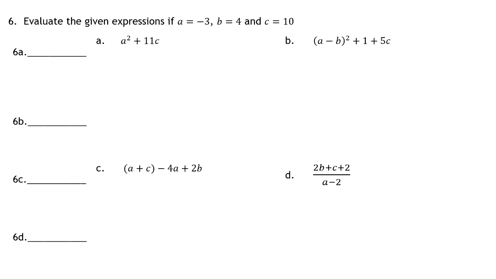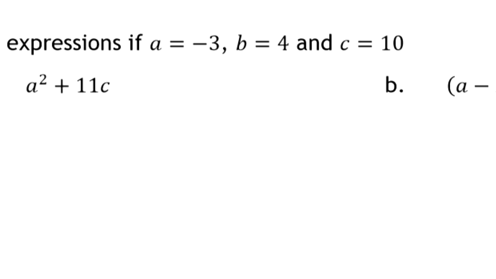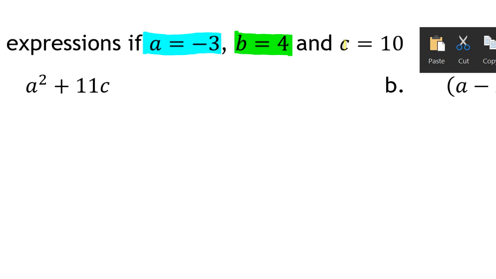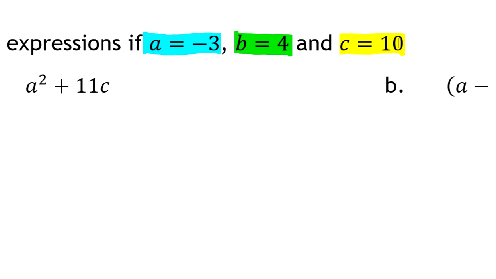So for question 6, we're given distinct values for a, b, and c and asked to evaluate 4 different expressions that all involve a, b, and c. I guess I'll color code these. So a, whenever I see it, I'm going to use this blue. B is going to be green, right? But we're going to substitute in for a 4, and we'll use this yellow highlighter for C.